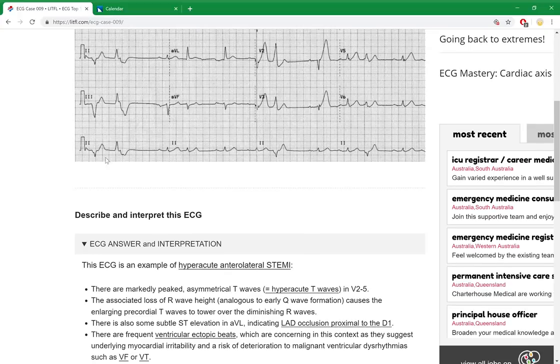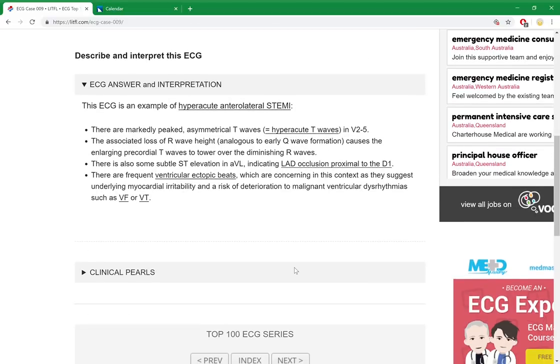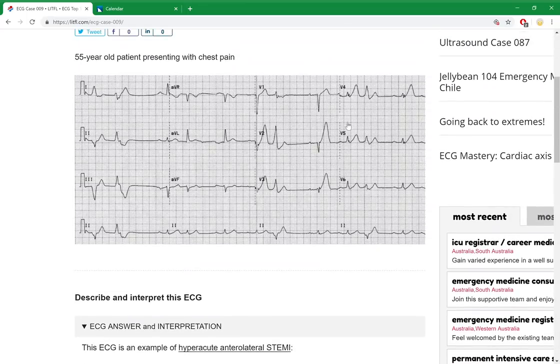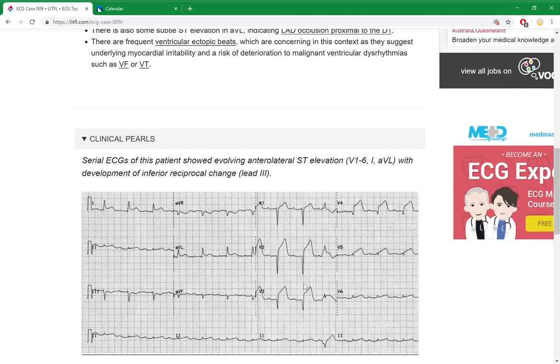But if you get a lot of ectopy, you start to worry that they're going to basically deteriorate into VTAC or VFib. So that's bad. Clinical pearls. Oh, this is cool. So this patient should most likely be getting PCI, going to the cath lab.